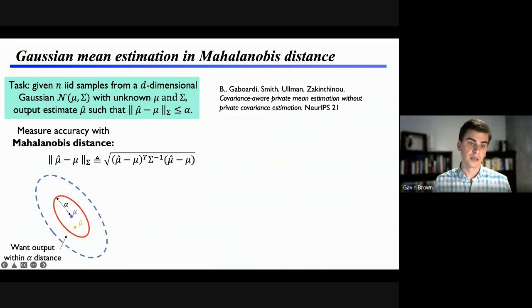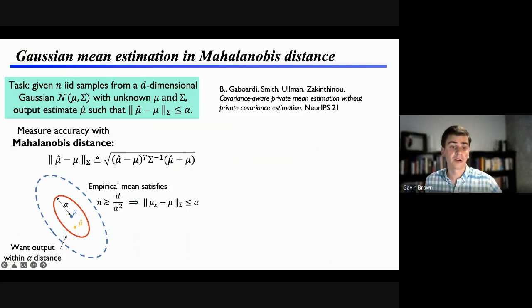We measure accuracy using this notion of Mahalanobis distance, which is actually quite familiar. The square of this expression shows up in the PDF of the multivariate Gaussian. And it's the natural measure of distance for general Gaussians. It's affine invariant, and it exactly captures this idea that we want our estimate to have smaller error in the, quote, smaller directions of the distribution. If we can represent our PDF with this blue ellipse, this Mahalanobis guarantee says we want our estimate to be in this smaller alpha ellipse around the mean.